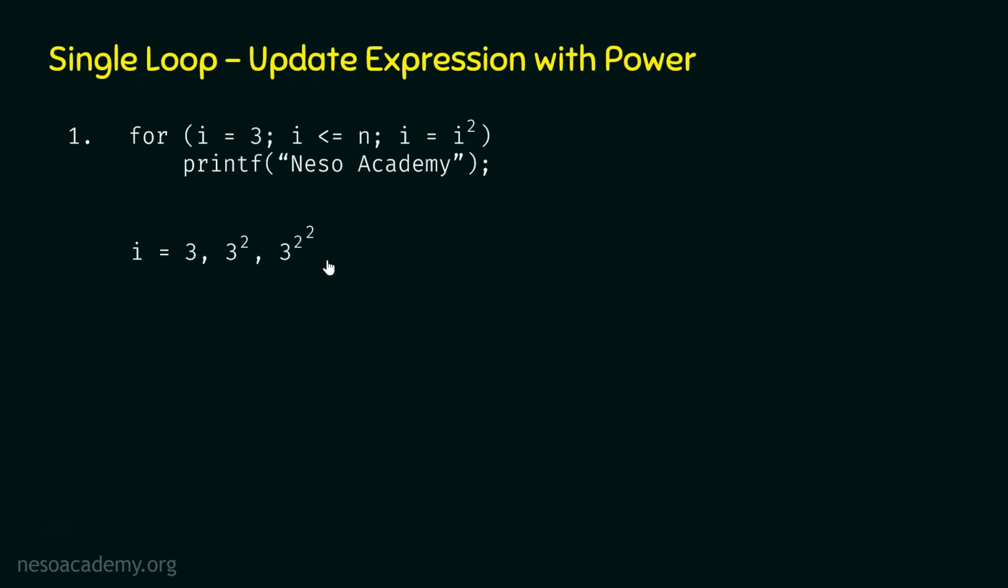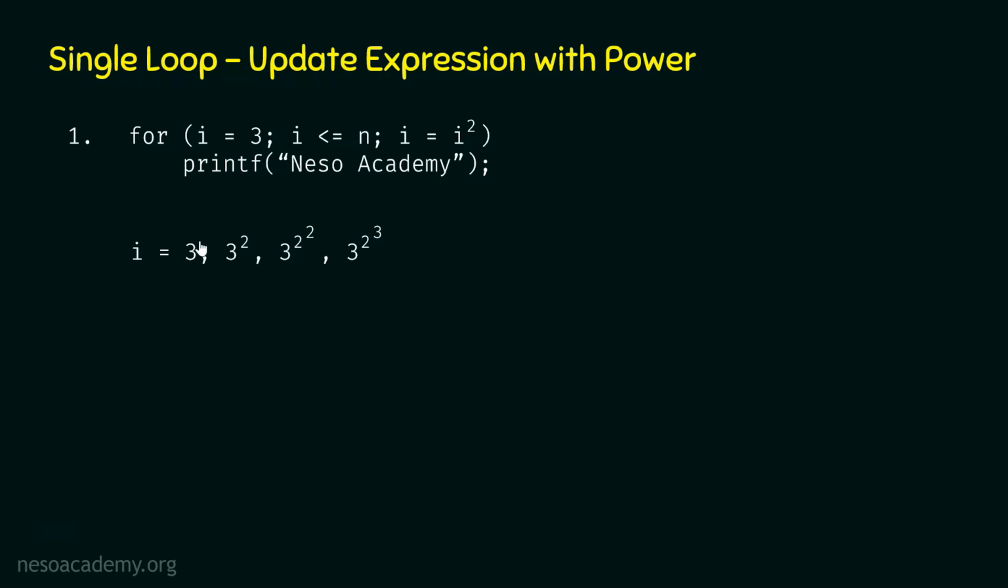Let's represent 3 power 8 in this form. We will get 3 power 2 power 3 because 2 power 3 is 8. So in place of writing 3 power 8, we can write 3 power 2 power 3. I'm writing in this form because we can observe the pattern now. We can observe the first value of I is 3 power 2 power 0.